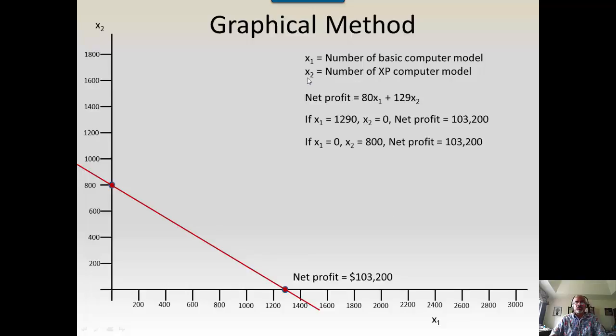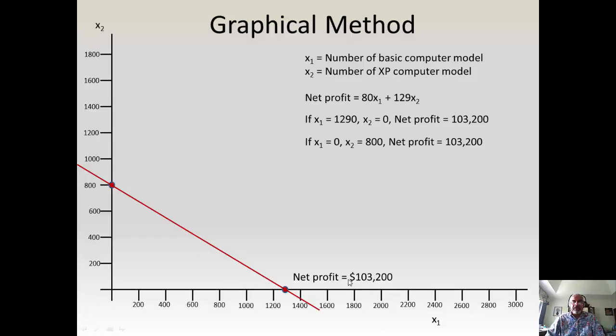The values of x sub 1 and x sub 2 will be different. As you come down this line, you will get different combinations of values for x sub 1 and x sub 2. They all will give you the same net profit. Since the profit along this line, for all the different combinations of values for x sub 1 and x sub 2, will be the same 103,200, this is called an iso-profit line. Iso-profit meaning the same profit.